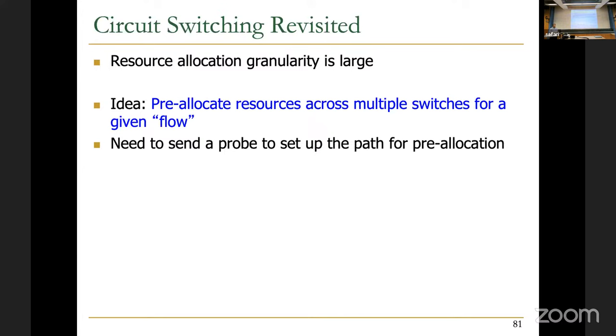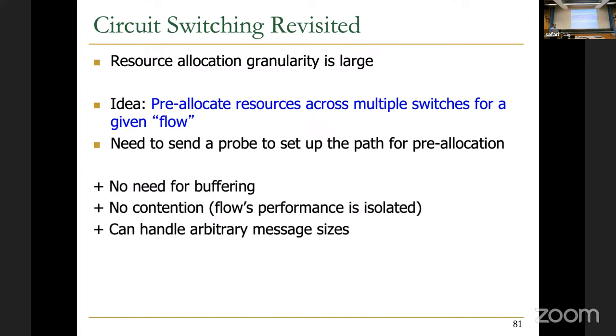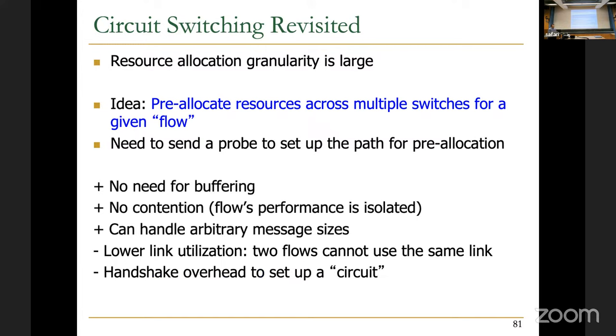So circuit switching, we already discussed it. Resource allocation granularity is large. The idea is to pre-allocate resources across multiple switches for a given flow. So you need to send a probe to set up the path for pre-allocation. You need to set up a path, and then you can use it. So there's no need for buffering, no contention, the flow's performance is isolated, and it can handle arbitrary message sizes. But as a downside, there is lower link utilization, since two flows cannot use the same link, and handshake overhead to set up a circuit, basically.